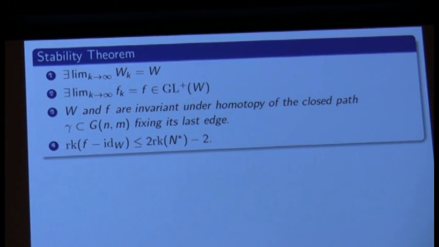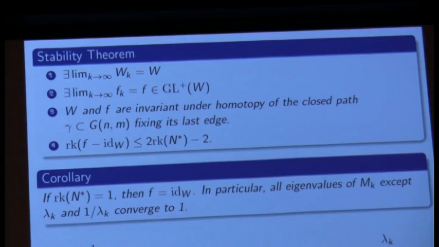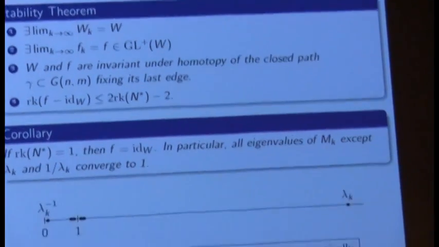And finally, we have this inequality between these two ranks. The rank of f minus the identity is bounded by 2 times the rank of n star minus 2. So this means that if the rank of n star is low, then f has to be close to the identity. It has to have a lot of 1 eigenvalues. In particular, if the rank of n star is 1, then my limit is the identity.